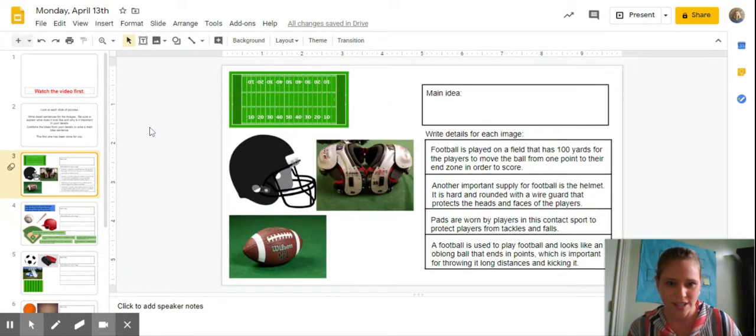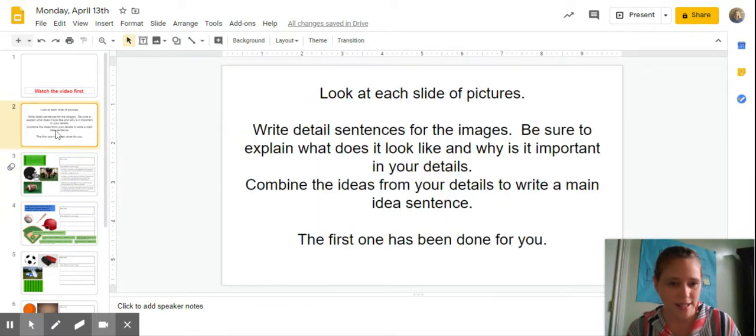All right, our first slide has images of things you would use in a football game. For example, we have our field, we have an example of a helmet, we have some football pads, and we have a football. So if you look at each of the details, there's a sentence written for each one. And it tells you what kind of sentence to do here on this slide. It says, write detailed sentences for the images. Be sure to explain what does it look like and why is it important in your details. So that's what we did here.